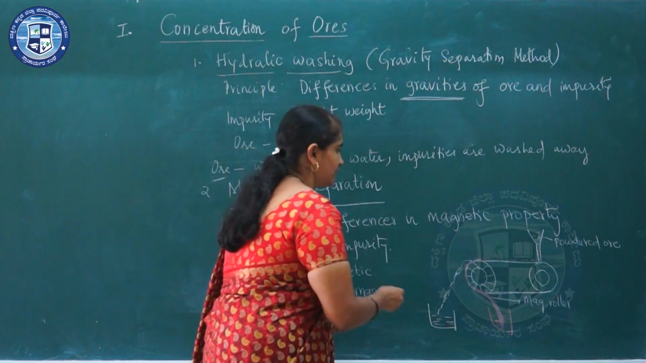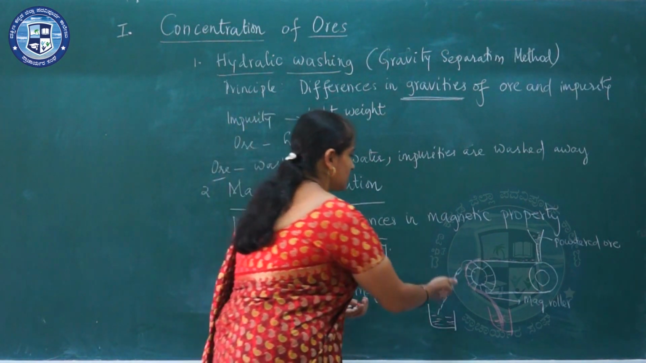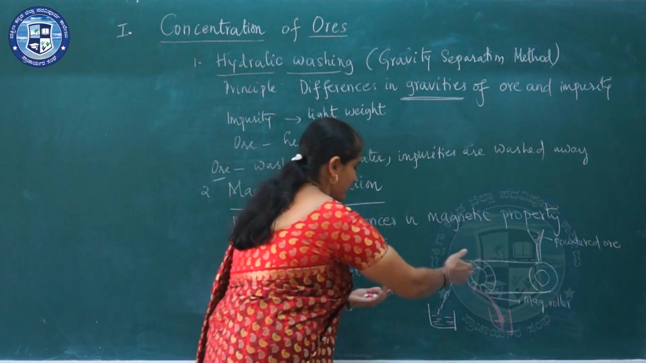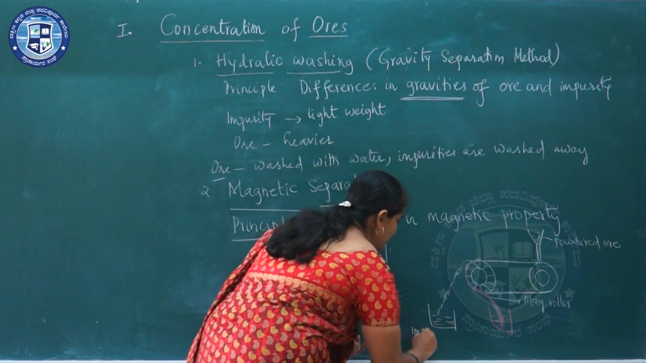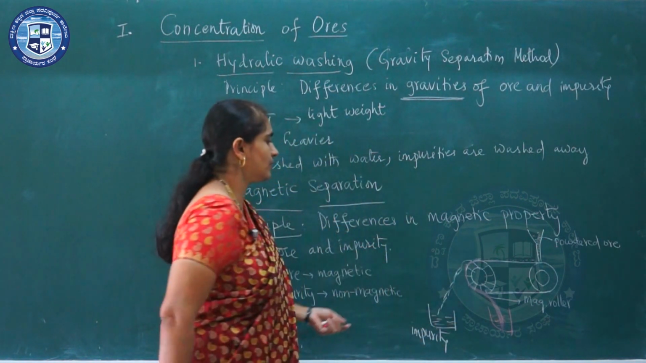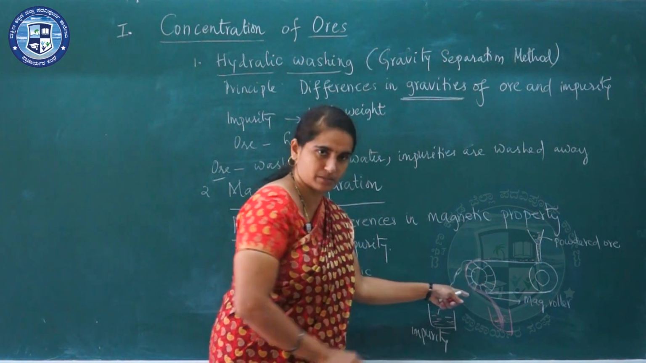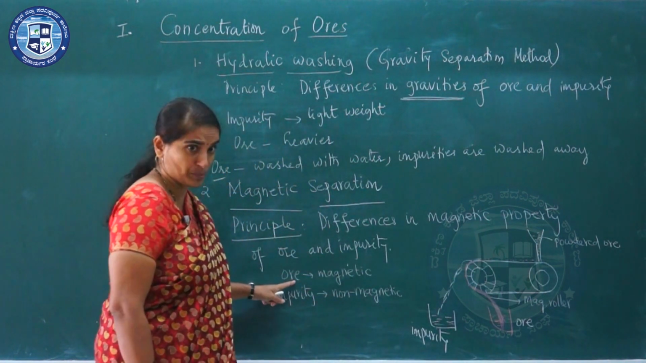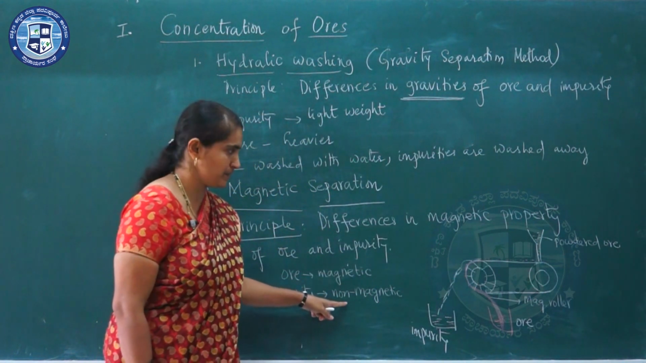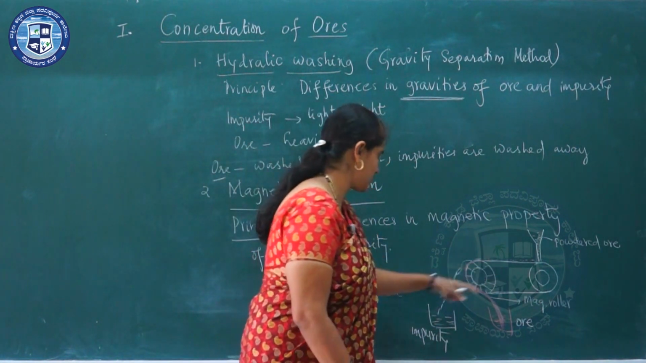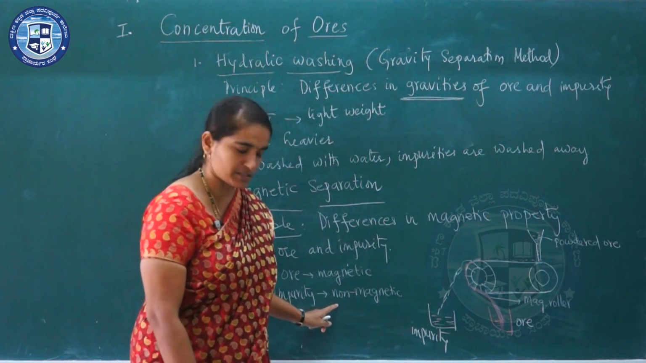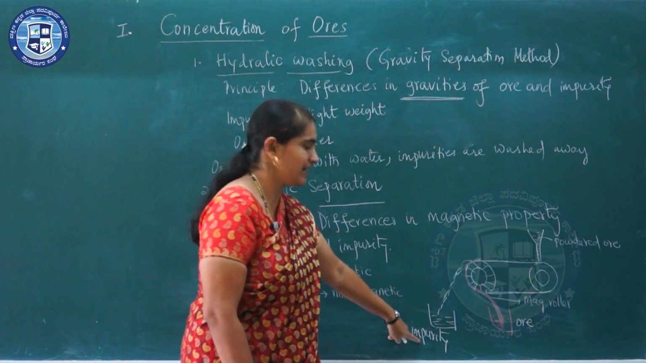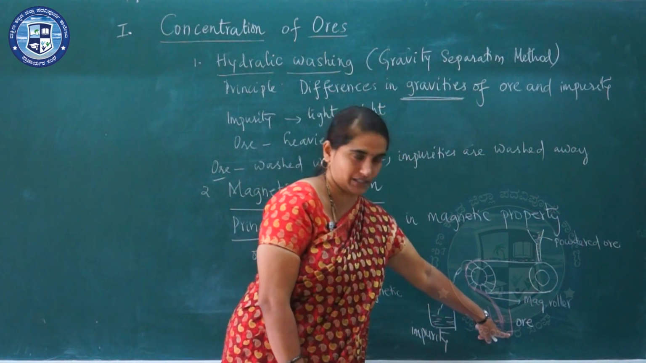So now if you just write this, whatever I collect which will fall far away from this magnetic roller, they are all impurity, and the one we collect nearer to this magnetic roller is our ore. So I have taken ore as magnetic and impurity as non-magnetic. Remember, if it is vice versa, that is, impurity is attracted towards the magnet and ore is not attracted towards the magnet, in that case here comes the ore and here will be your impurity. I hope you are clear.